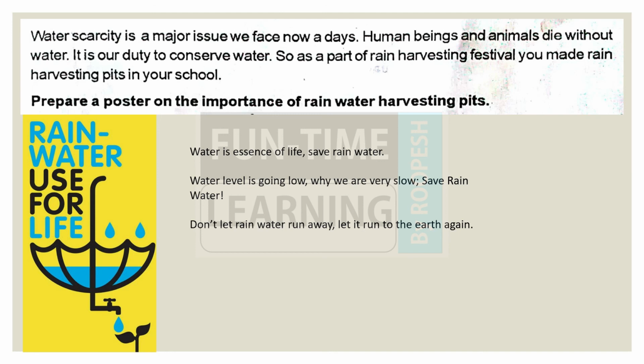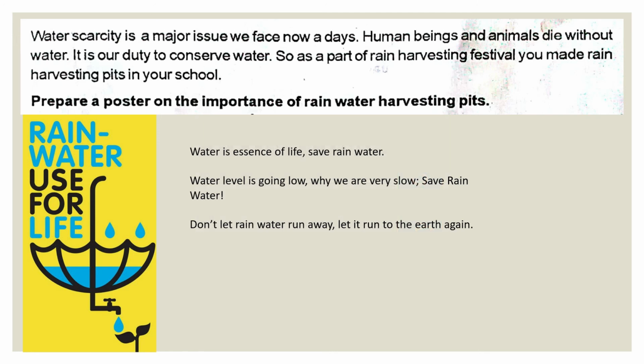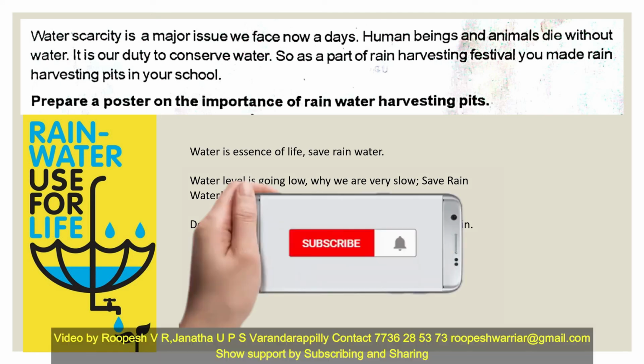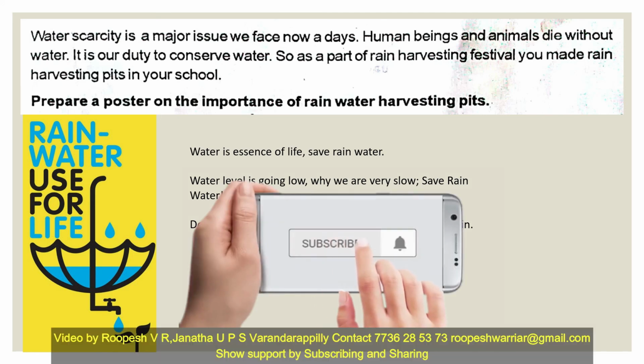And finally we have to prepare a poster on the importance of rainwater harvesting pits. An example is given here, the yellow colored poster, and what you see on the right side are some wordings for writing the poster. Water is a source of life, save rainwater, water level is going low, save rainwater, don't let rainwater run away, let it run to the earth again. These are the wordings for writing the posters. So that is all in this unit. Hope we will meet in the next class with another new unit, unit 5.